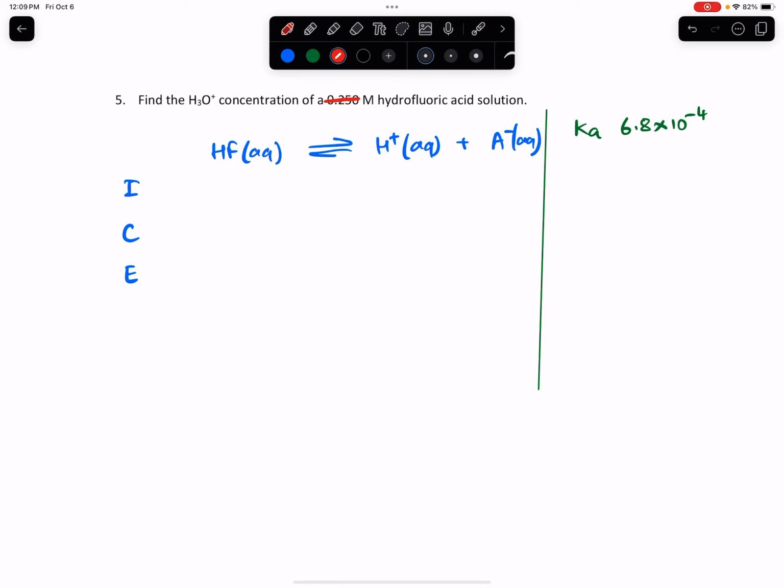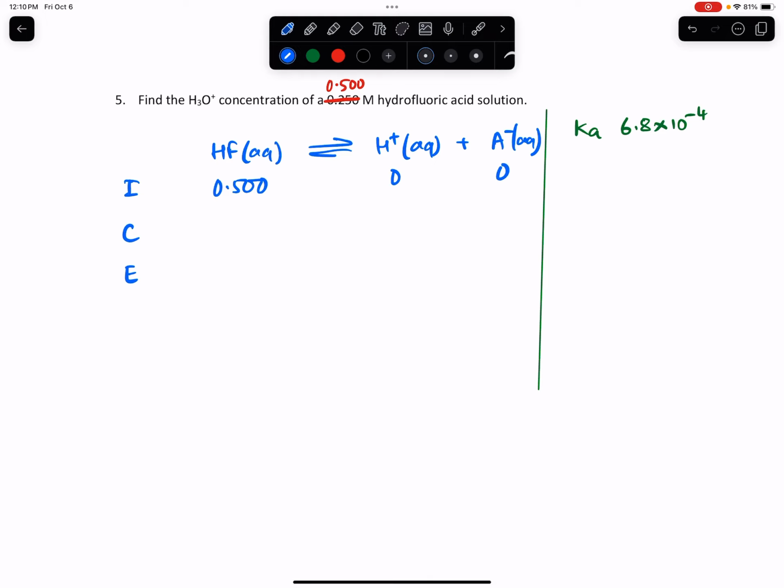This shouldn't be 0.25, that is a mistake. It should be 0.500 molar. All right, so once we got that out of the way, we have an initial concentration of 0.500. In the beginning, nothing happens, so you have 0 and 0 of H plus and A minus.